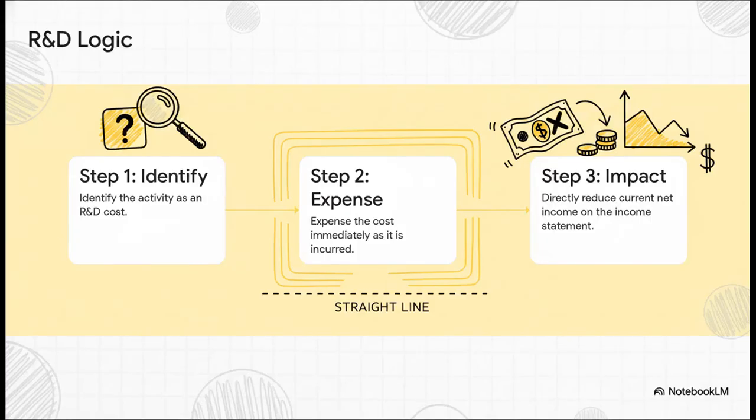So let's lock this in. It's a super simple, three-step chain reaction you need to know cold. Step 1, you spot an R&D cost. Step 2, what do you do? You expense it immediately. Step 3, what's the impact? It directly reduces your net income for the current period. This is your default. Always start here.